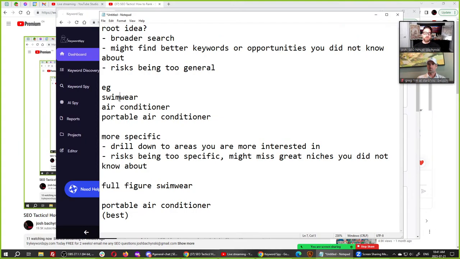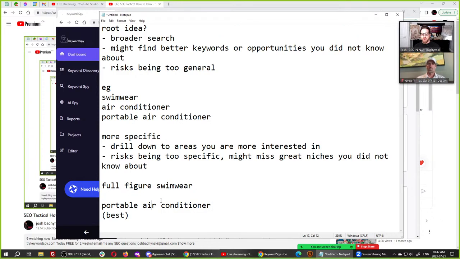You'll never know unless you go that high up in the chain, right? If you don't go that high up in the chain, you'll never know it. So I would recommend maybe thinking about a broader search. But if you're like, Josh, our business only does full figure swimwear, we would never get off full figure swimwear, then I'd say, oh, okay, well then definitely you want to go more specific. Or if you're like, Josh, we only make portable air conditioners. We would never make in the window air conditioners. We don't do HVAC systems. We only do portable. I'd say, okay, fine. Then stick with portable, right? There's valid business reasons why you might want to specify it. Otherwise, I would say go as general as possible.